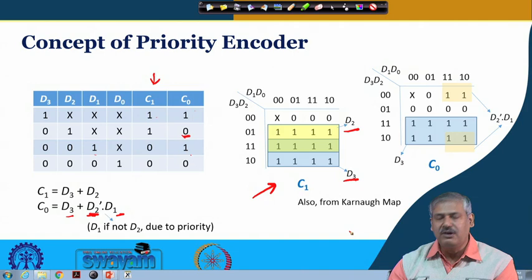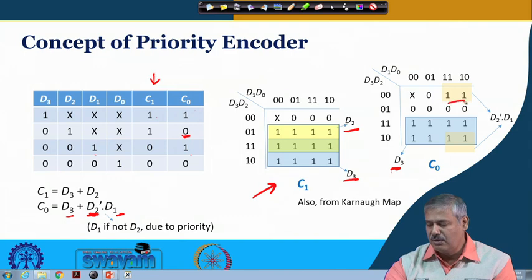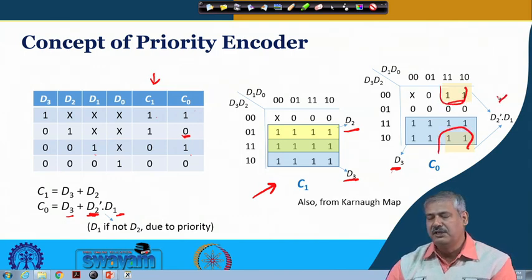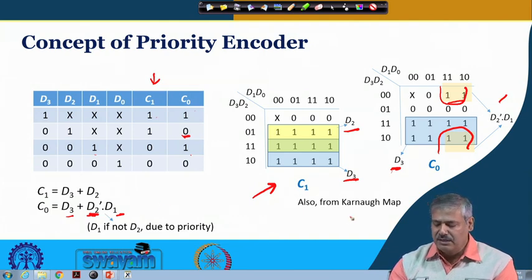And similarly, for C0, if we put it into the map, this is what we shall see. This is 1 at D3, and this 1 1 can be grouped together. So, this is giving you D2 prime D1. This is the way you can also get it. So, when you realize it, you will get a priority encoding.